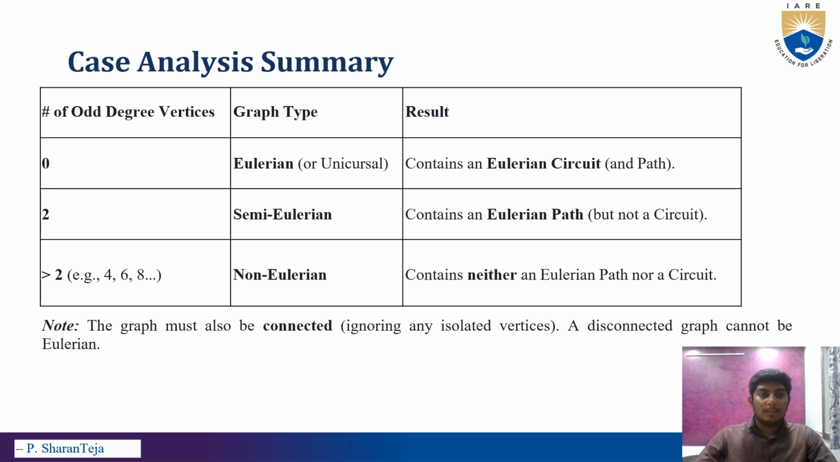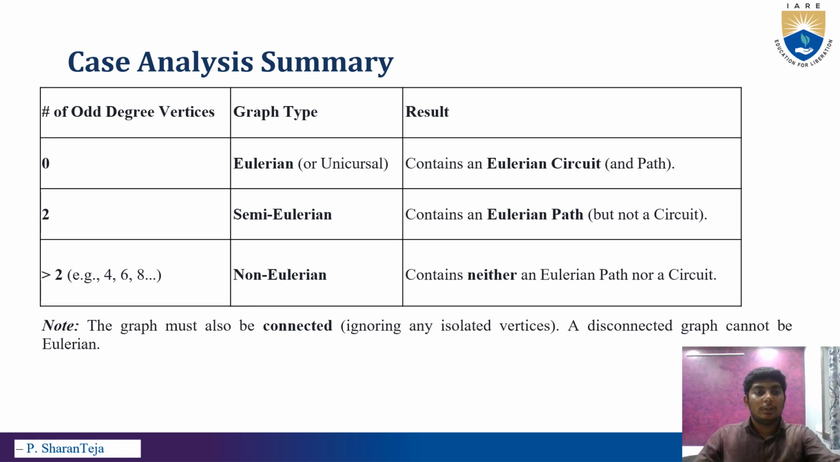Case analysis summary. Remember, for any of these cases, the graph must be connected. If a graph is disconnected, meaning one vertex or edges are isolated, it cannot be Eulerian or semi-Eulerian.